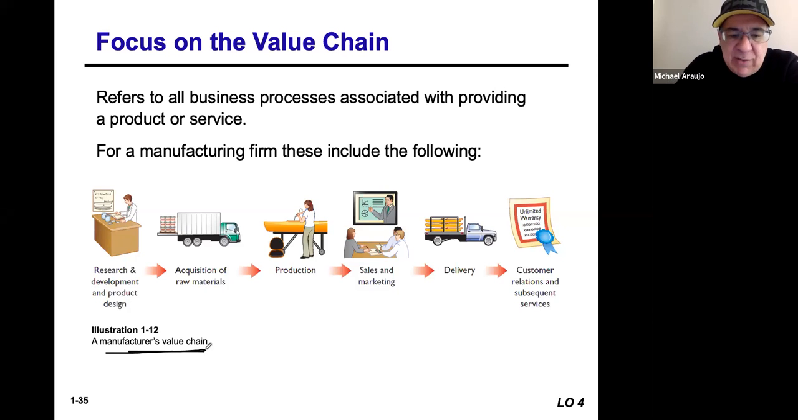But here what we have is a value chain that, once you acquire raw materials, once you do production, sales and marketing, you have to deliver. And then of course you have to make sure customers are satisfied. Well, if all of this is taking place in one particular area, or most of this, particularly the raw material piece, the production piece, the delivery piece, is coming out of one country, and that country has problems. So that was the start of coronavirus. Well, then it's going to affect everybody.